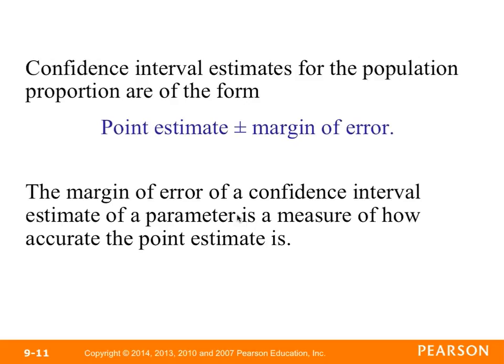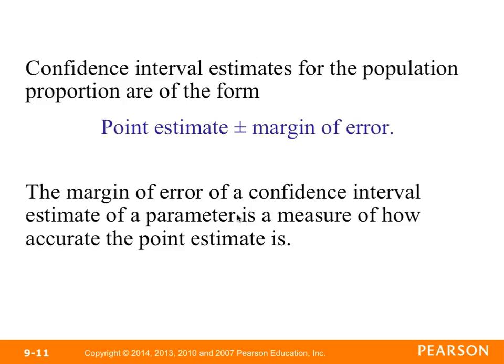If we were constructing a 90% confidence interval, that would mean that 90 of the intervals would contain the parameter and 10 wouldn't. Or we could go higher, like a 99% level of confidence. That would mean that we would expect 99 of our intervals to contain the parameter and 1 would not.